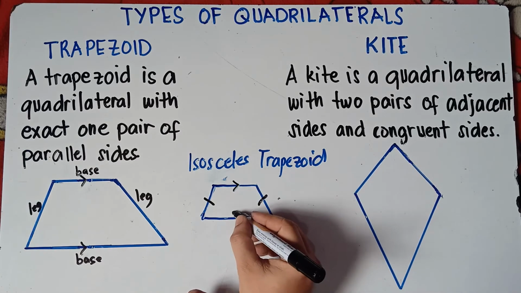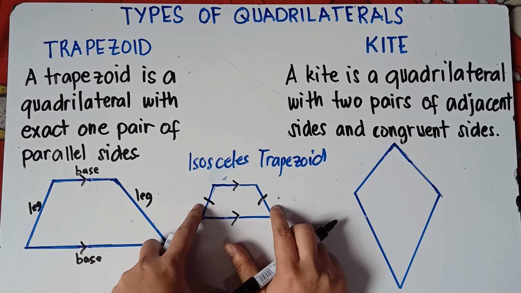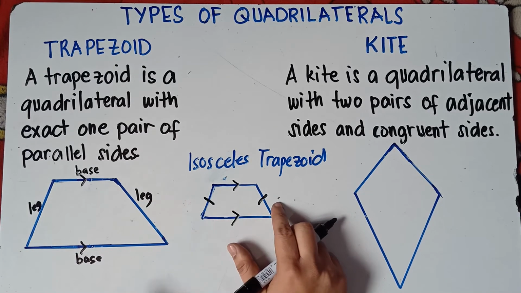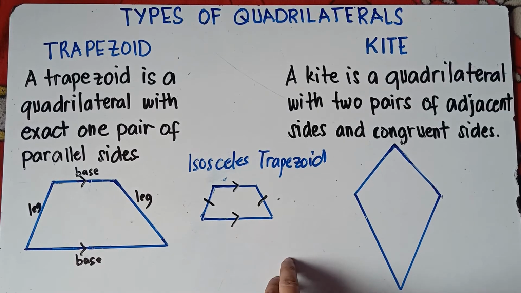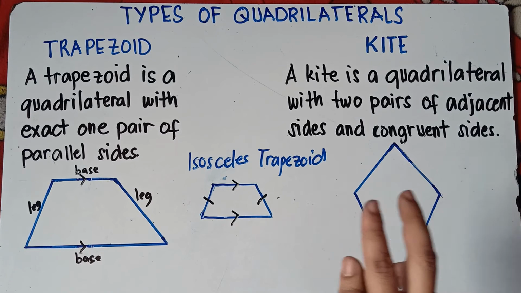So this side is parallel to this side, but the difference of this other trapezoid is that the legs have the same measure. So I hope you remember this one, class: isosceles trapezoid. This is what we call an isosceles trapezoid. Now let's move on to the kite.